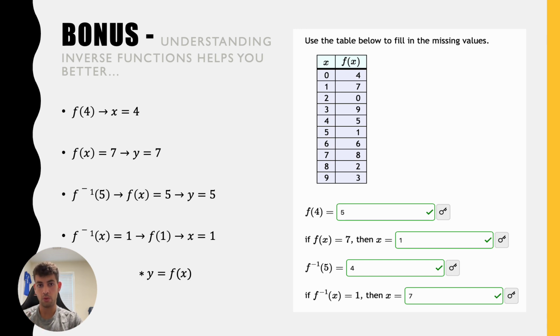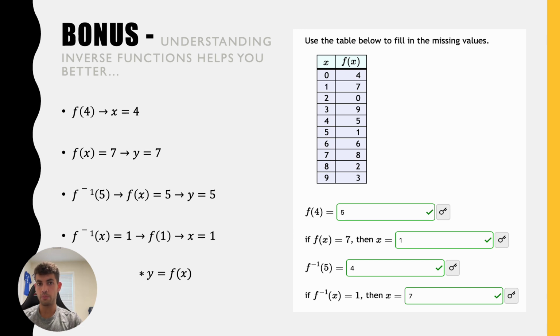Understand these two. For me, these are the most important. Let's take it a bit further. Next, third, f inverse of 5 means f(x) equals 5, the opposite of the regular one we just did. It means y equals 5. And same thing, when y equals 5, x equals 4.